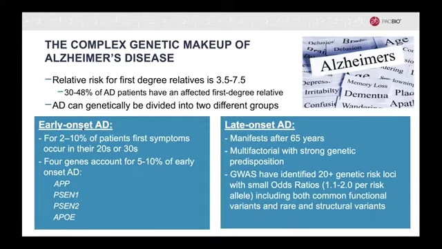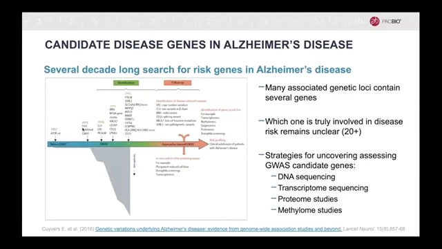Whereas the late onset Alzheimer's manifests later in life, and here we see that this type of disorder is more multifactorial in nature. Now, looking at the candidate genes that have been found for Alzheimer's disease over the past decades. As for many common complex disorders, there are quite a few candidate genes, over 20, that have been accounted for through either linkage studies or GWAS studies.